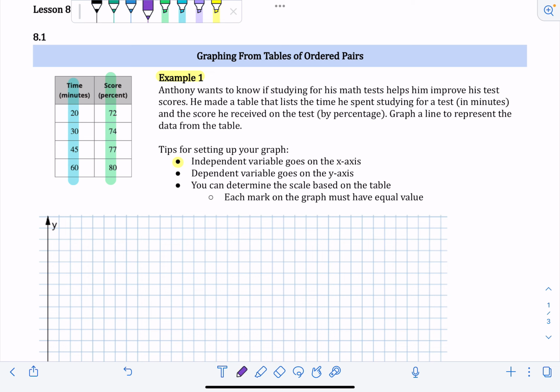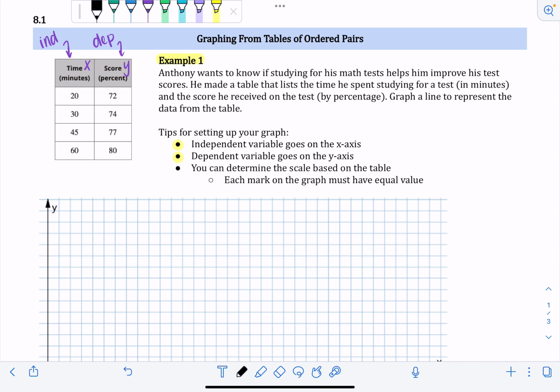So in this case, Anthony's score on his exam depends on how much time he spends studying. So our independent variable is going to be the time in minutes, and then our dependent variable is going to be the score as a percentage on his test, and that means that time is our x, score is our y. And this covers the first two bullet points. So independent variable, which is x, goes on the x-axis, and then dependent variable goes on the y-axis. We're going to go ahead and label that now.